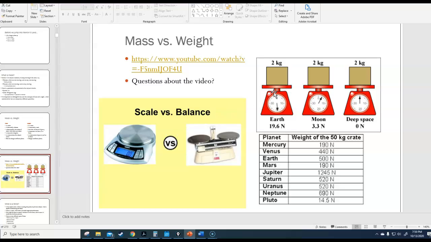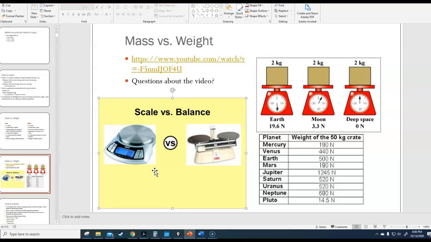On this slide we can see some examples of the concept we just talked about. Here in the top right, you can see that if you take the same 2 kilogram block from the Earth to the moon to deep space, the mass is the same, no matter where you are, but the weight changes from place to place.